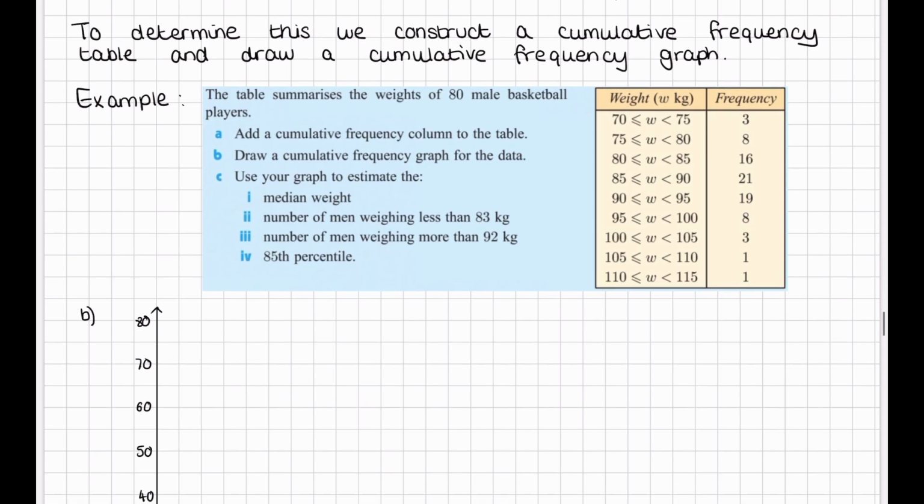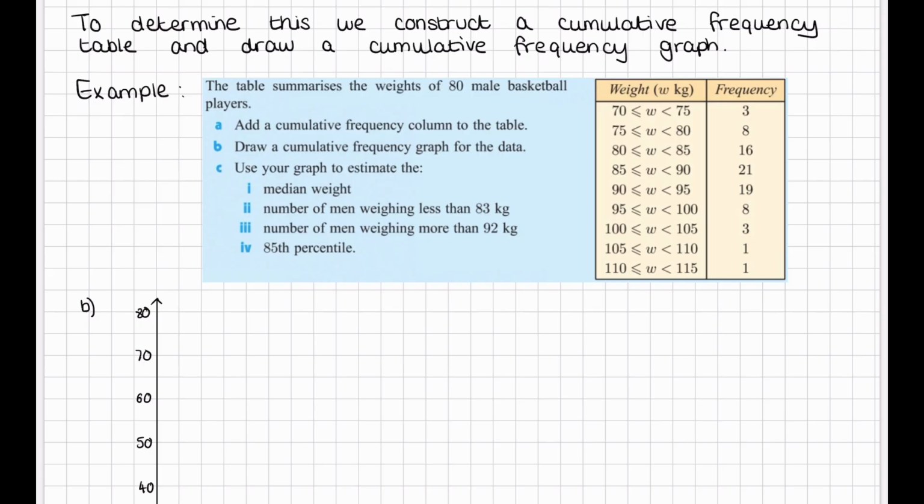In this example, we have a table that summarises the weights of 80 male basketball players. First of all, I want to add a cumulative frequency column to the table. So nice and easy here, I'm just going to add a column to my table, and we're going to call it CF for cumulative frequency.